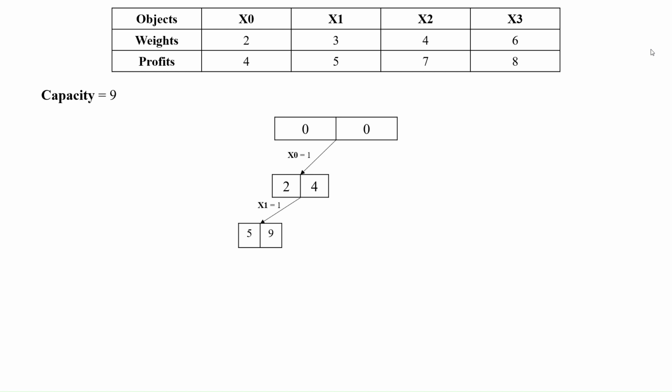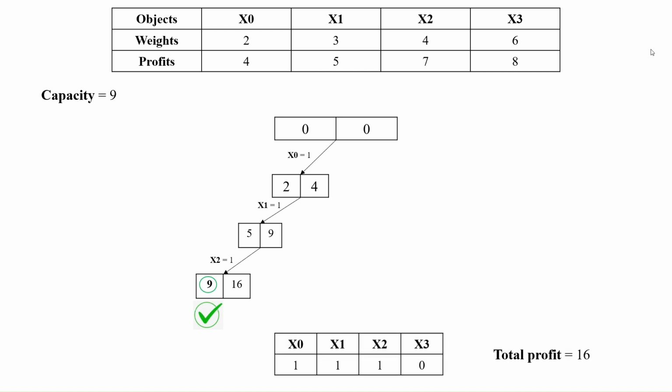We can move forward. So let us consider x2, which has a weight of 4 and a profit of 7. By adding the x2 object, we get weight of 9 and profit of 16. Our maximum limit is 9 and we got the weight as 9. So here the condition satisfies and we get a profit of 16. Now here we can't move to the x3 object because the limit would exceed. We got the maximum weight of 9.